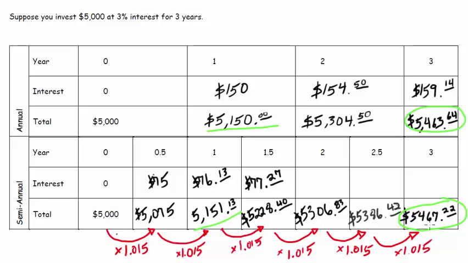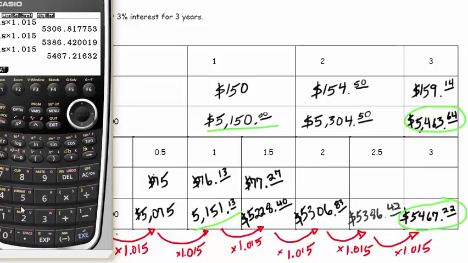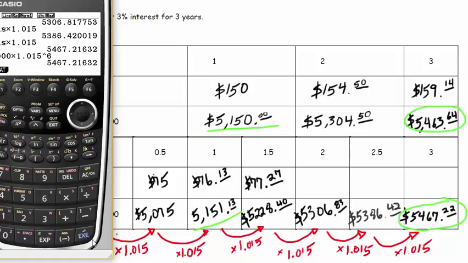Okay, so another way that we might write this is I start with $5,000 and I'm going to multiply this by 1.015 6 times. Well, our shortcut for that is to raise this to the power 6. Now let's see if that shortcut gets us to the same result. 5,000 times 1.015 to the power 6. And it does. Much, much, much quicker.